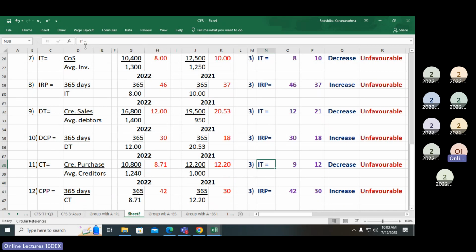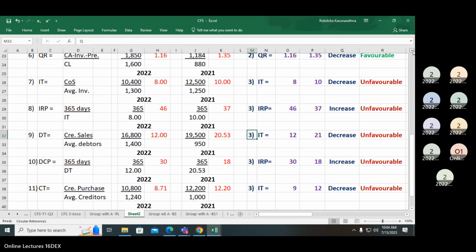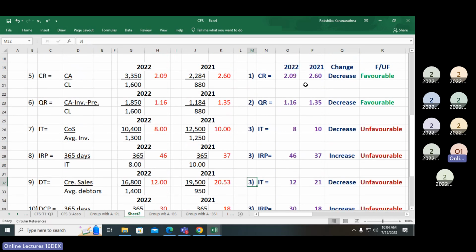Numbering: your current ratio is number 5, 6, 7 inventory turnover, 8 inventory resident period, 9 debtors turnover.